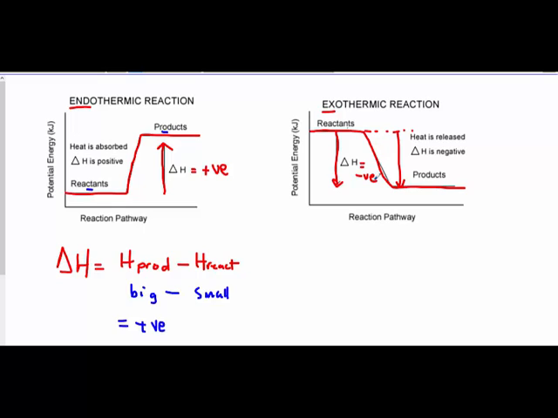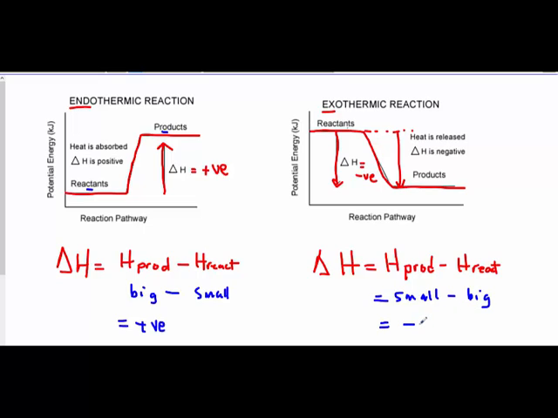And again, this makes sense if we think about the formula that we use for delta H. Delta H, the change in enthalpy, is equal to the enthalpy of the products minus the reactants. And so here, this time, as we move down towards a lower enthalpy product, we have a smaller number and we are subtracting a big number. And so the change in enthalpy here is going to be a negative value.